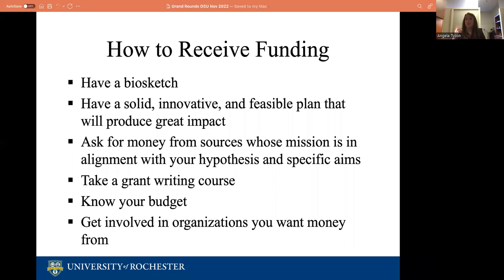You should have a very solid, innovative, feasible plan that's going to have a great impact or nobody's going to pay attention. And then you need to be asking money from sources who actually care about what you're doing, whose missions are in alignment with what you are studying. You should definitely take a grant writing course. I've now taken 3. There's nowhere through medical school that they teach you how to be a writer, how to write grants, how to understand the statistical jargon.